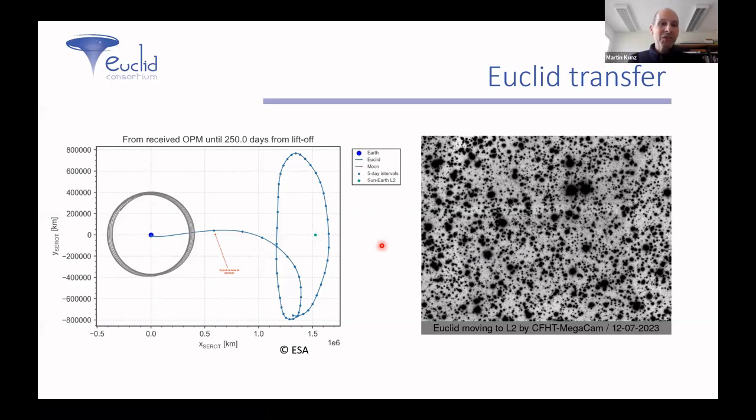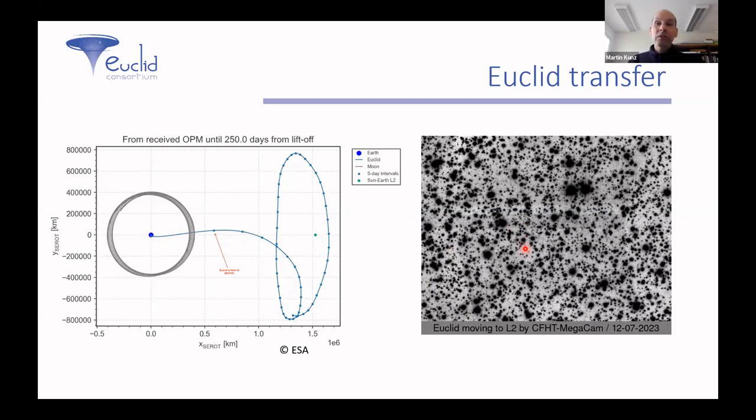But let's stop it here. So Euclid goes to L2. These are 5 dots spaced by 5 days. So it passed the moon orbit after about 3 days, and then it goes into this very wide orbit. I think the wide orbit is similar to JWST, if I remember, while Gaia has a much tighter orbit somewhere close in. On the right, you can see a picture taken from the ground by CFHT about 12 days after launch, so when it was here. It's really impressive that you can see Euclid pass by, but it's a fairly big camera.